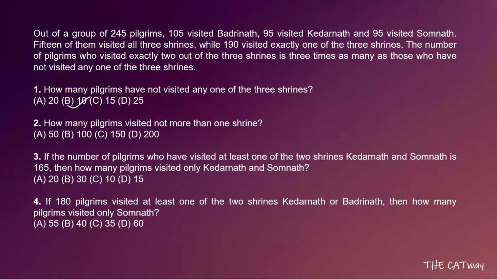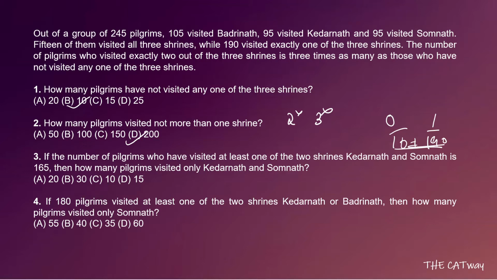Then we have: how many pilgrims visited not more than one shrine? So not more than one means they cannot visit two, they cannot visit three. So what they can visit is none of them, or one of them. So none of them is 10 and one of them is 190. Total will be 200. Answer will be option D.